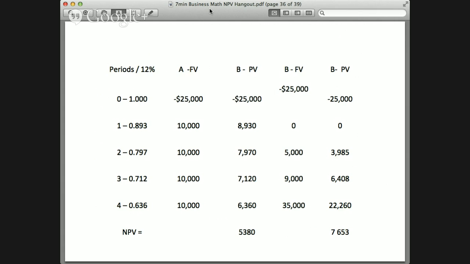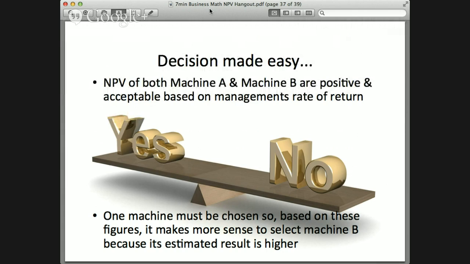What does that tell you? Well, it tells you that machine B gives a much more positive return. So perhaps machine B should be your preferred way of proceeding in your investing. One machine must be chosen ultimately because you need this for your business, and based on the figures, it makes more sense for you to select machine B because the estimated result is higher. So that's it for now.